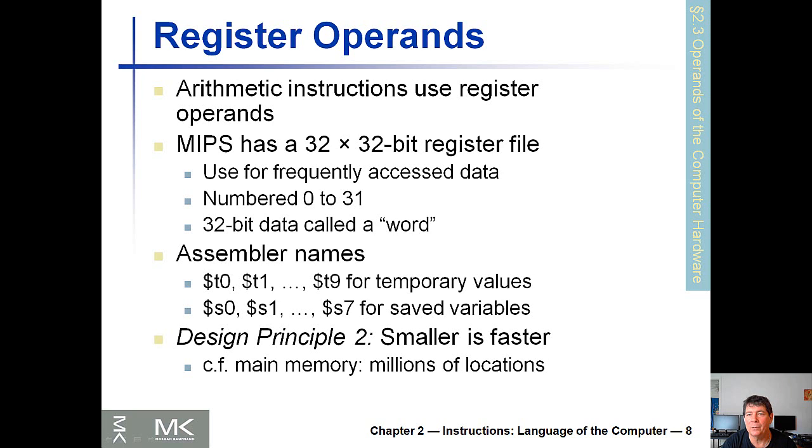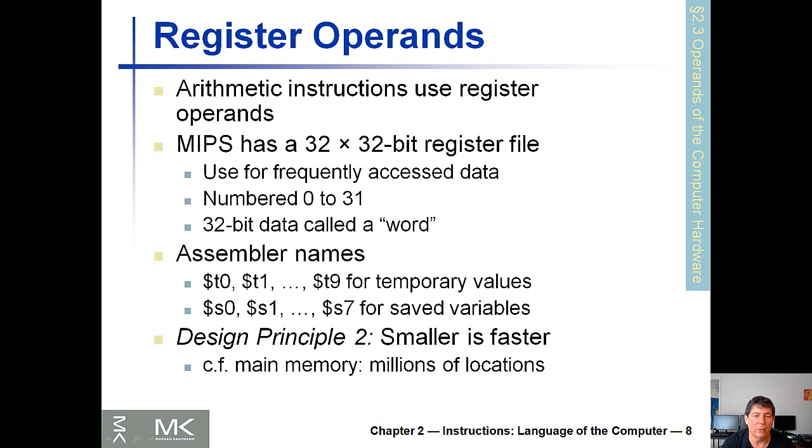So arithmetic instructions use register operands, and you've already seen that in the example I gave you. MIPS has a 32 by 32 bit register file, okay? And remember, when you looked at Mars, you saw on the right side it had a list of all the registers. These are used for frequently accessed data. By the way, some of them are reserved and you can't actually use them. You can use them in certain ways, but you can't actually set them.